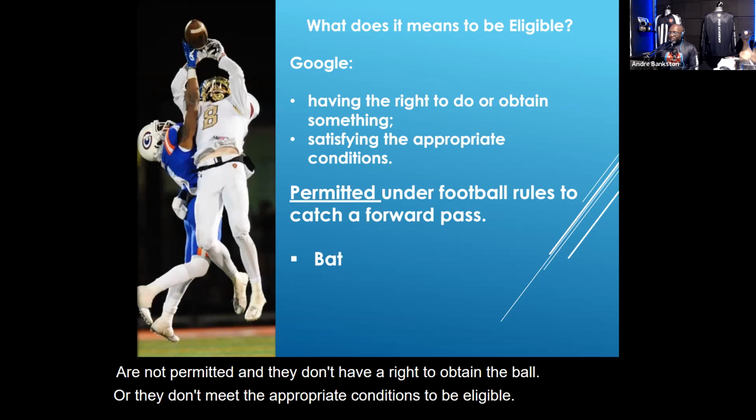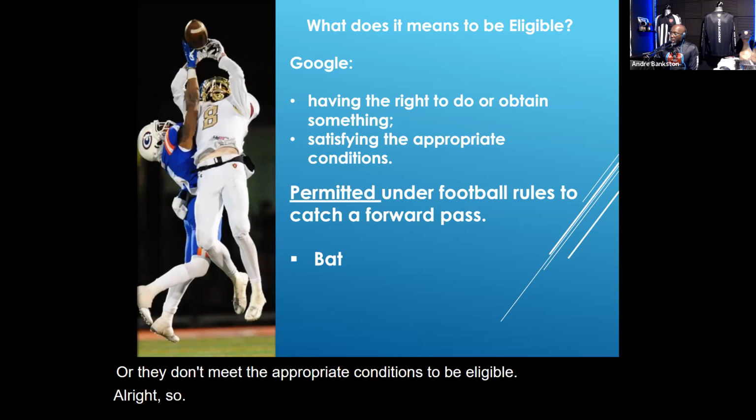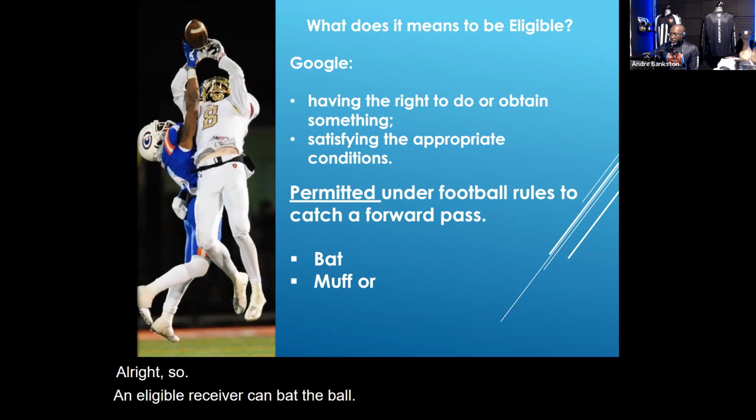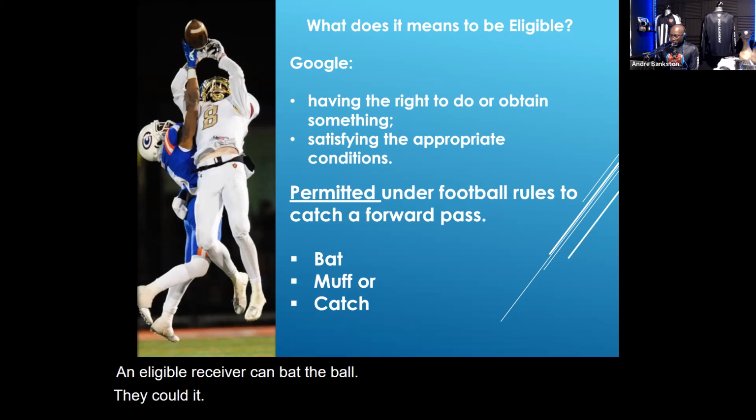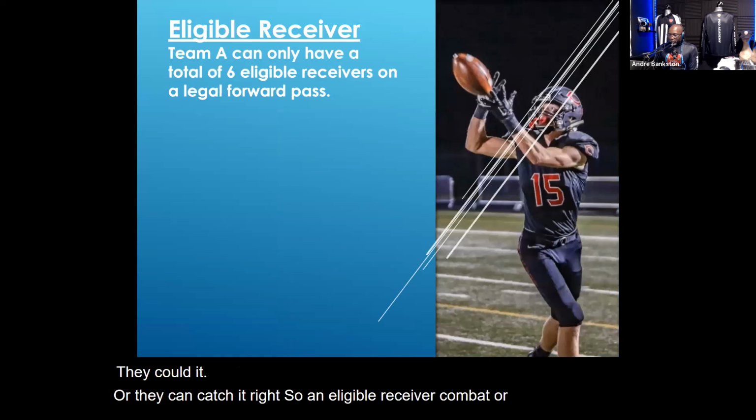All right. So an eligible receiver can bat the ball, they can muff it, or they can catch it. So an eligible receiver can bat, muff, or catch a forward pass. All right. So eligible receivers.